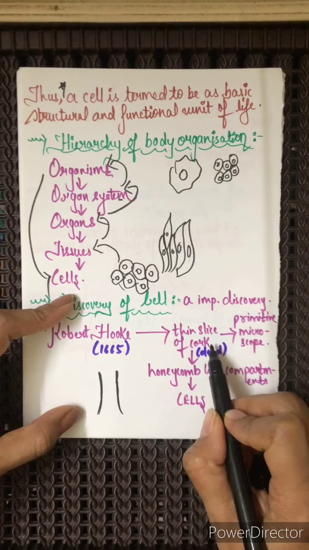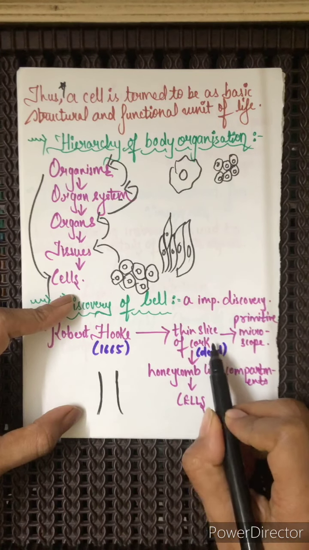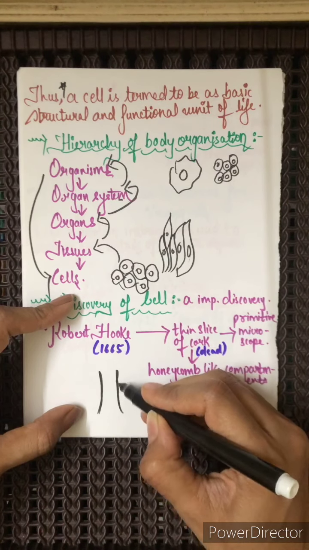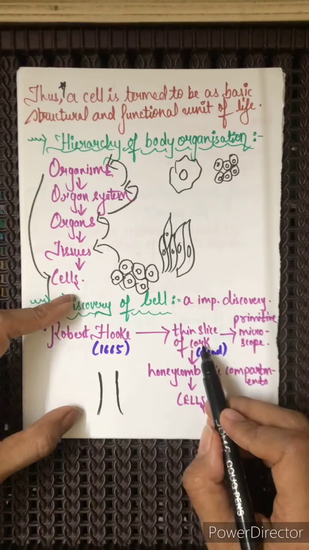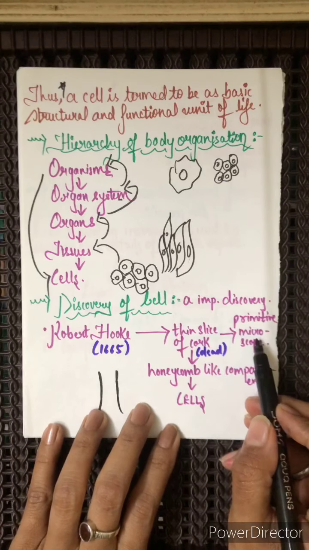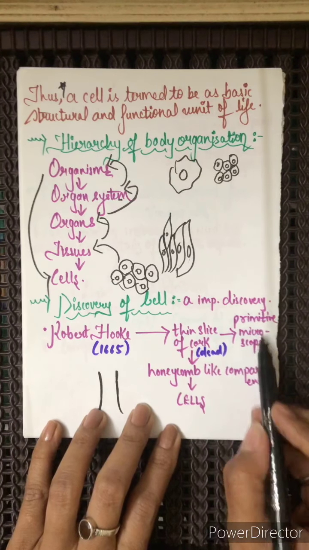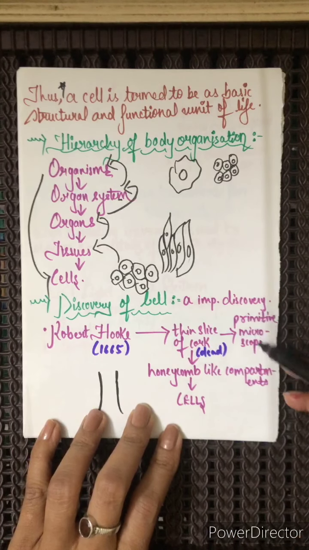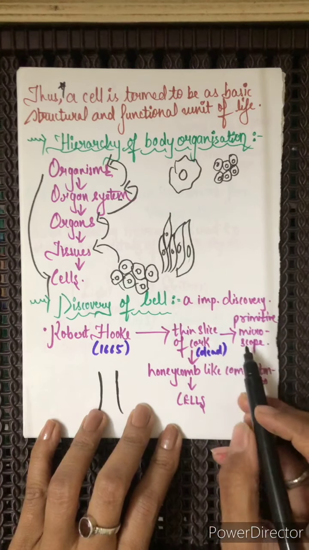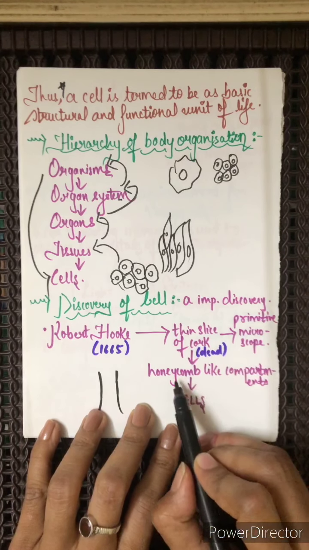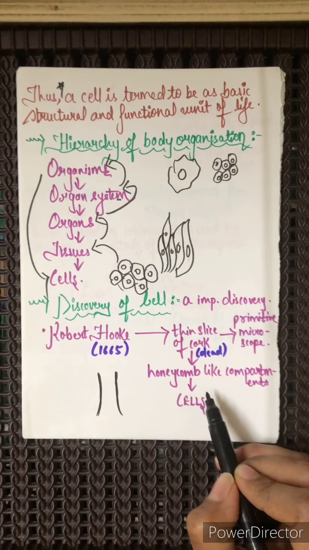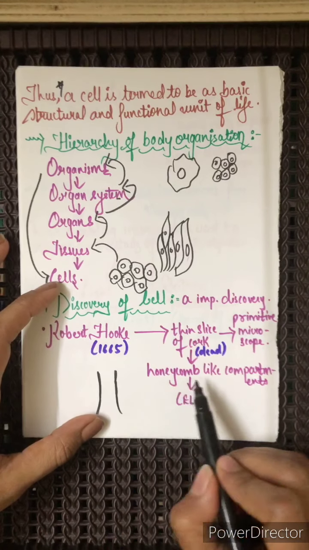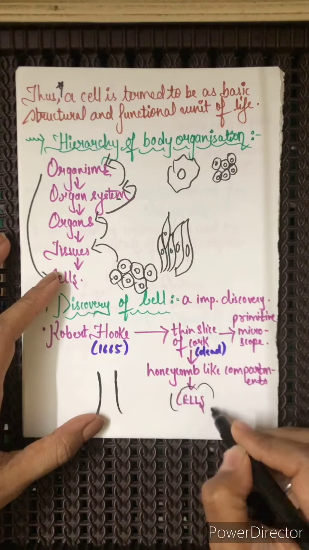So basically the cork cells are the dead cells. He took a thin slice of this cork and placed it under his microscope. At that time he had a primitive microscope, which was also discovered by himself, and under the microscope he saw some honeycomb-like structures, honeycomb-like compartments, and he called those compartments cells.